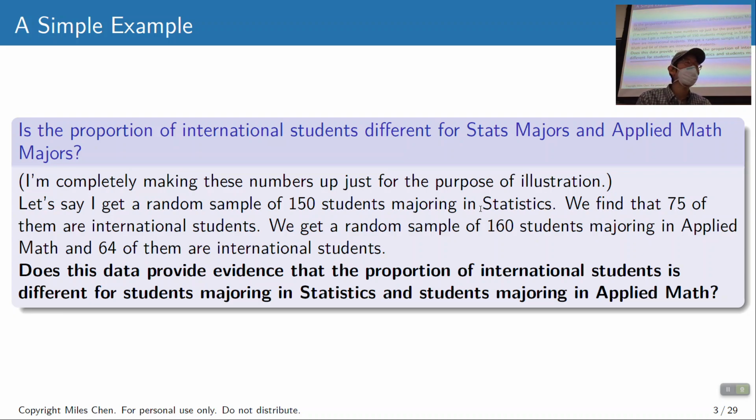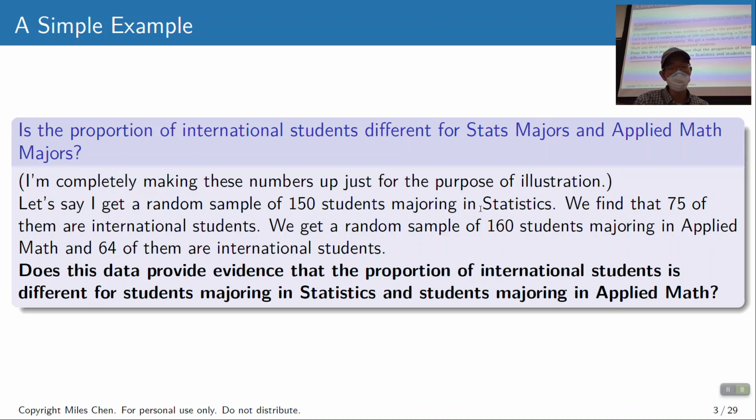example. But I just said, is the proportion of international students different for stats majors and applied math majors? And I have no idea what this is. So I just said, let's get a random sample of 150 students majoring in statistics. And again, this is kind of silly because you could just ask the stats department who's majoring in statistics and you get the whole population and get your answer. Okay, but we're going to pretend we're going to get a random sample of 150 students.